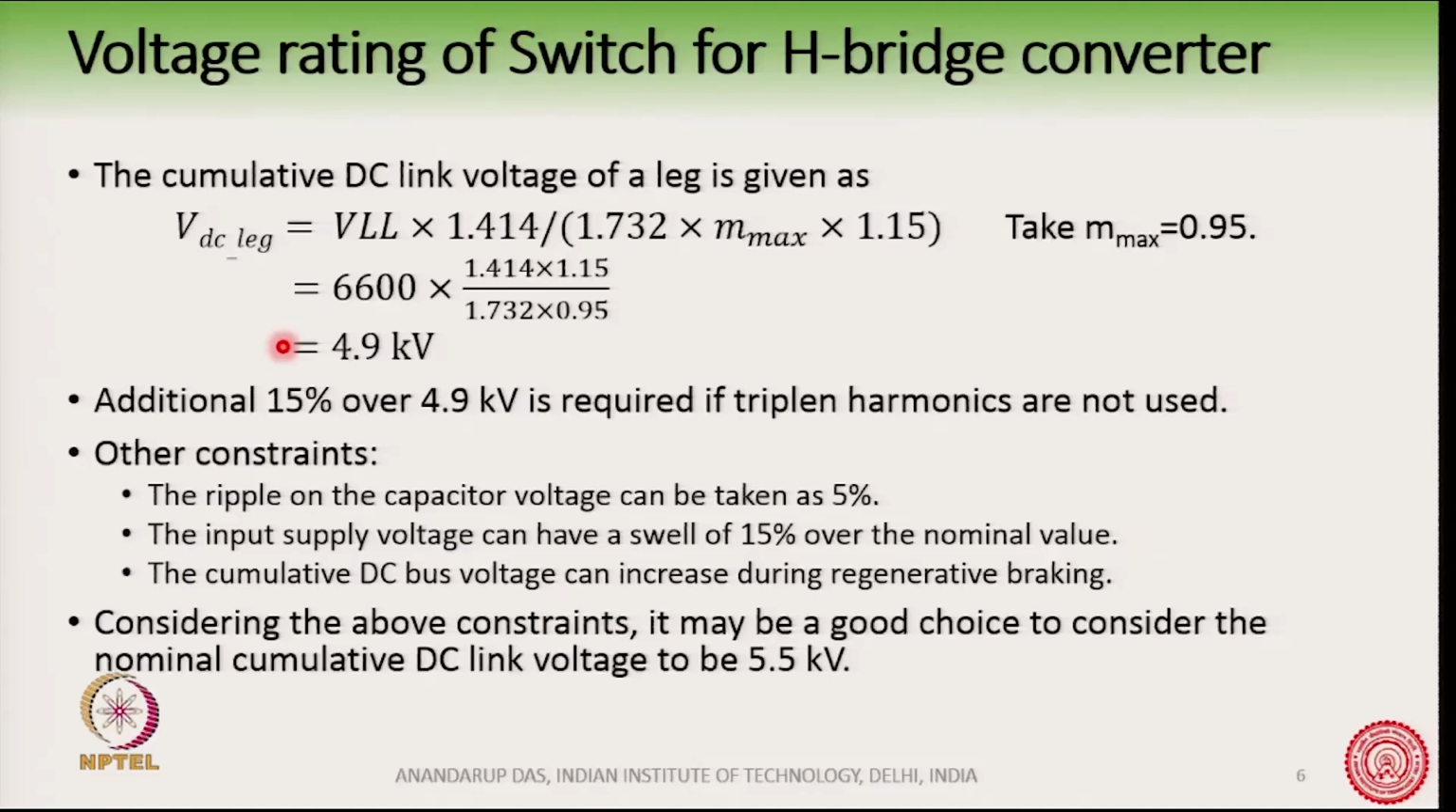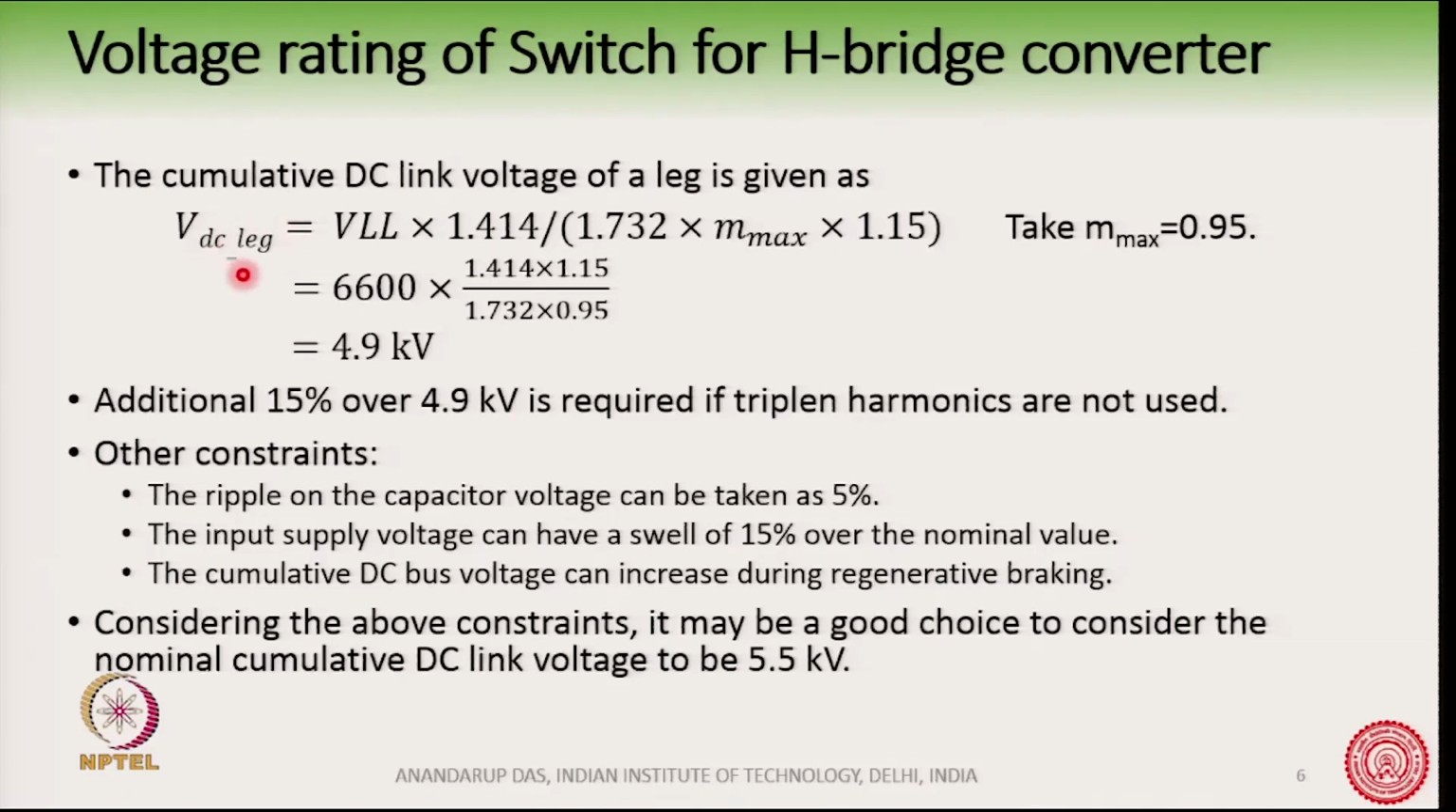Okay. This is the cumulative voltage, and that is the peak value of the line voltage divided by root 3, so as to get the phase voltage, and M max into 1.15. M max is the maximum modulation index, and 1.15 is coming because we are using a third harmonic or a space vector PWM modulation technique. So, the value of M max can be taken as 0.95. Again, some users may take it 0.97, 0.98, something like that, but we have kept it 0.95.